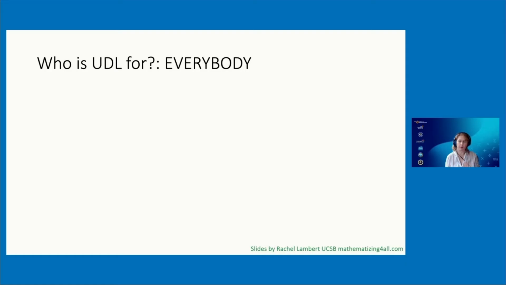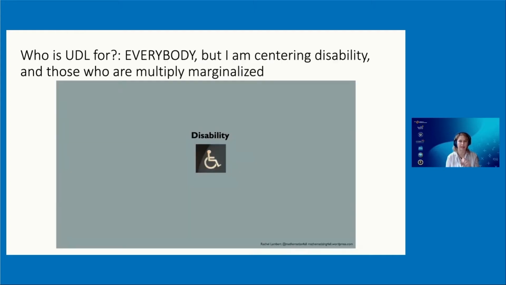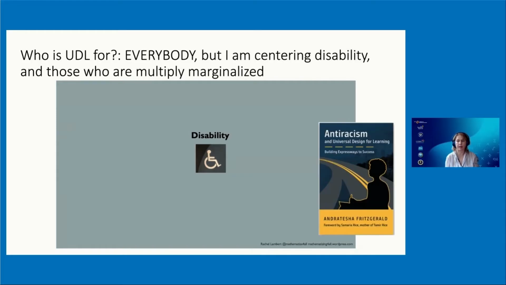So UDL is for everybody. I hear people emphasizing this all the time, but I also want to let you know, because some people are curious about this, that I'm centering disability, and that's because Universal Design for Learning came from a disabled perspective, and Universal Design did as well. And disability is a really important kind of learner variability that helps us design the best classrooms we can. And disability is really personally important to me. And I take a perspective on it that is focused on how people with disabilities experience classrooms and learning.